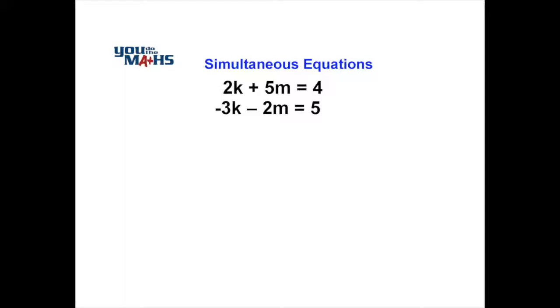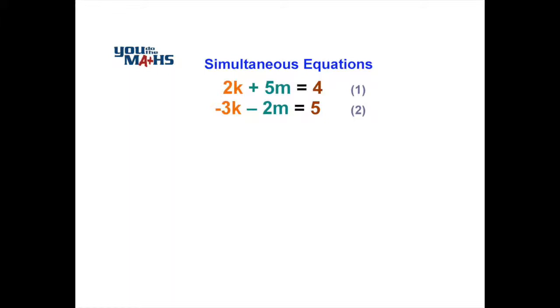Now, to determine which letter to eliminate, we need to look at the coefficients, or the numbers in front of each letter. Let's first of all start by labelling the equations 1 and 2. Now, the numbers in front of the letters can be matched up with colours or in their columns. Let's have a look first of all at the k's. The coefficients are 2 and -3, and with the m's, 5 and -2.